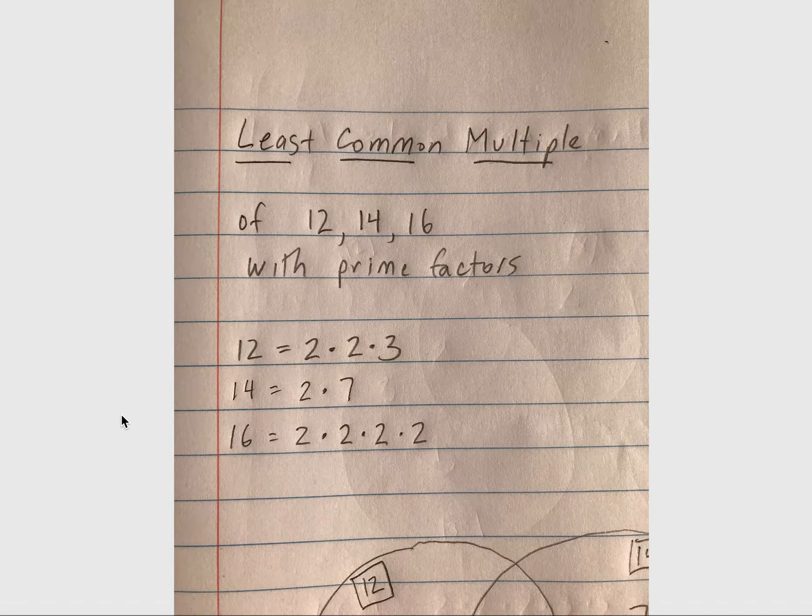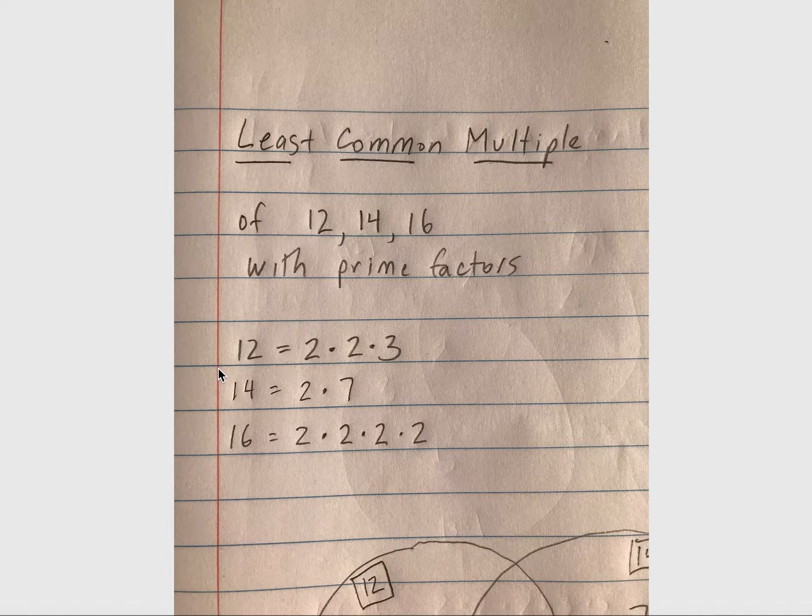Least common multiple. The least common multiple is the first time the multiples of two different numbers reach the same number. We're going to look at the least common multiple with three different numbers, 12, 14, and 16, and we're going to use the strategy of working with prime factors to figure this out.